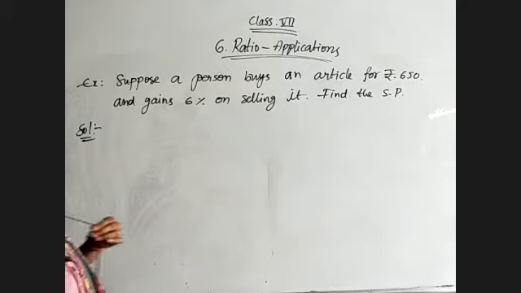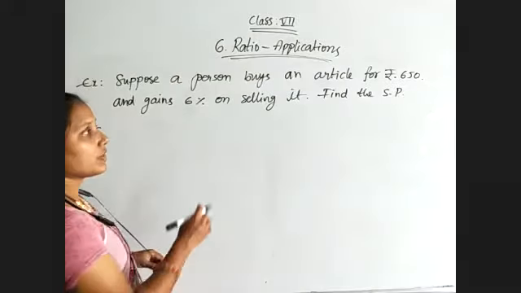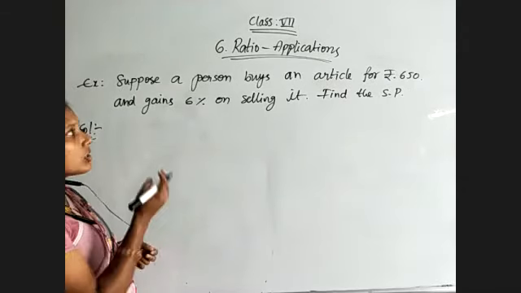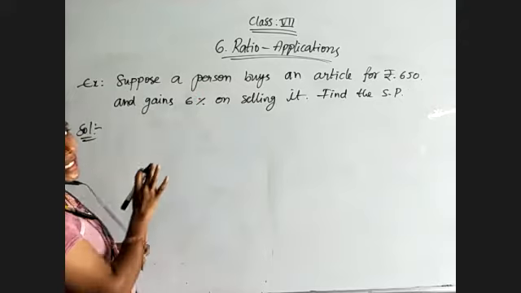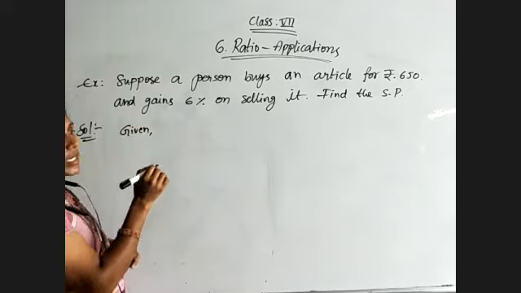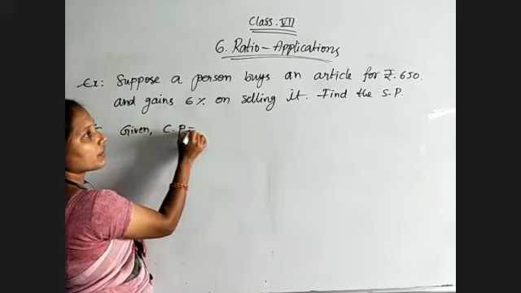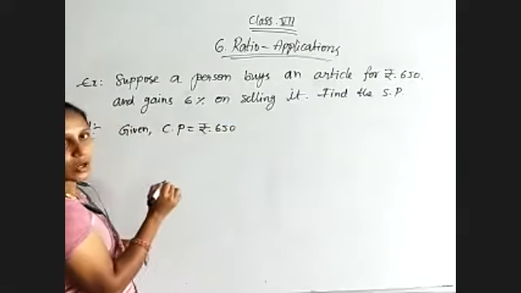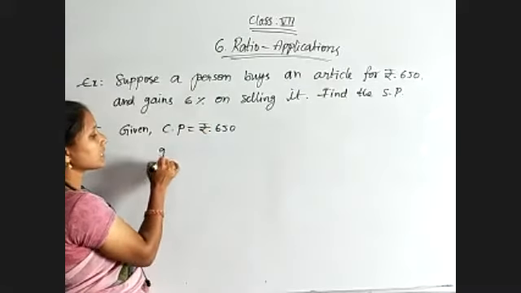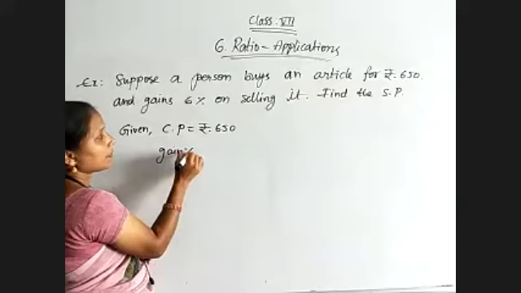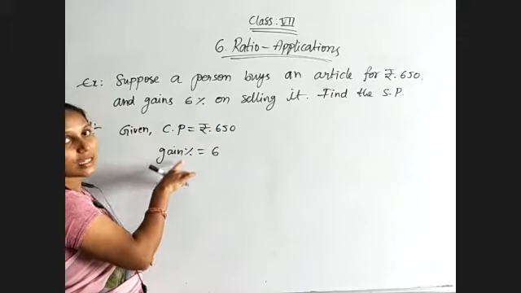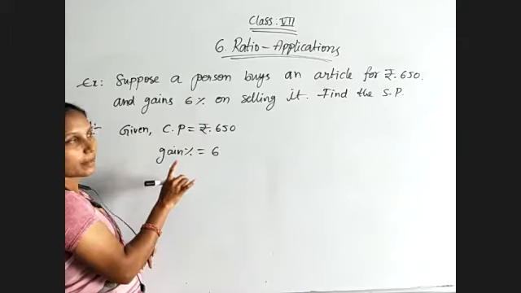Just observe the given values. After that, we will see which formula is suitable, or we can also use proportion. A person buys an article for 650 rupees, so the buying amount is the cost price. CP of the article is 650 rupees. Gains 6%, the percentage given, means gain percent is 6. Remember, if the percent symbol is given, that is gain percentage. If rupees are given, it is profit.